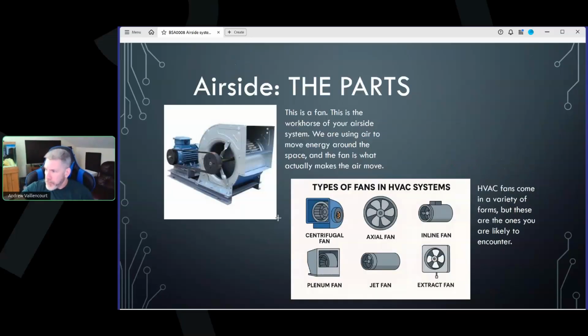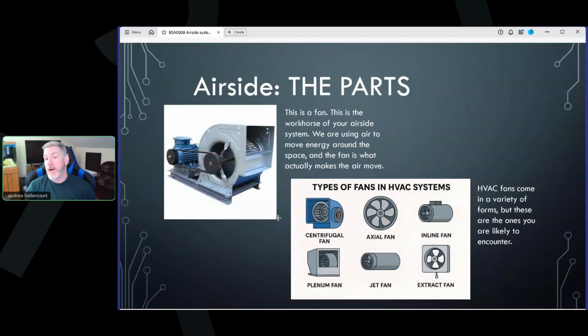Airside, the parts. All right, in waterside one training, we talked about how the pumps are the heart of every building. They move the fluid through the arteries that we call pipes. Well, if pumps are the heart, fans are the lungs. They move all the air. Try moving air without a fan and tell me how it goes. Doesn't go great. This is the workhorse of every airside system. There really aren't airside systems without fans. We are using air to move energy around the space, and the fan is what actually makes that air move.